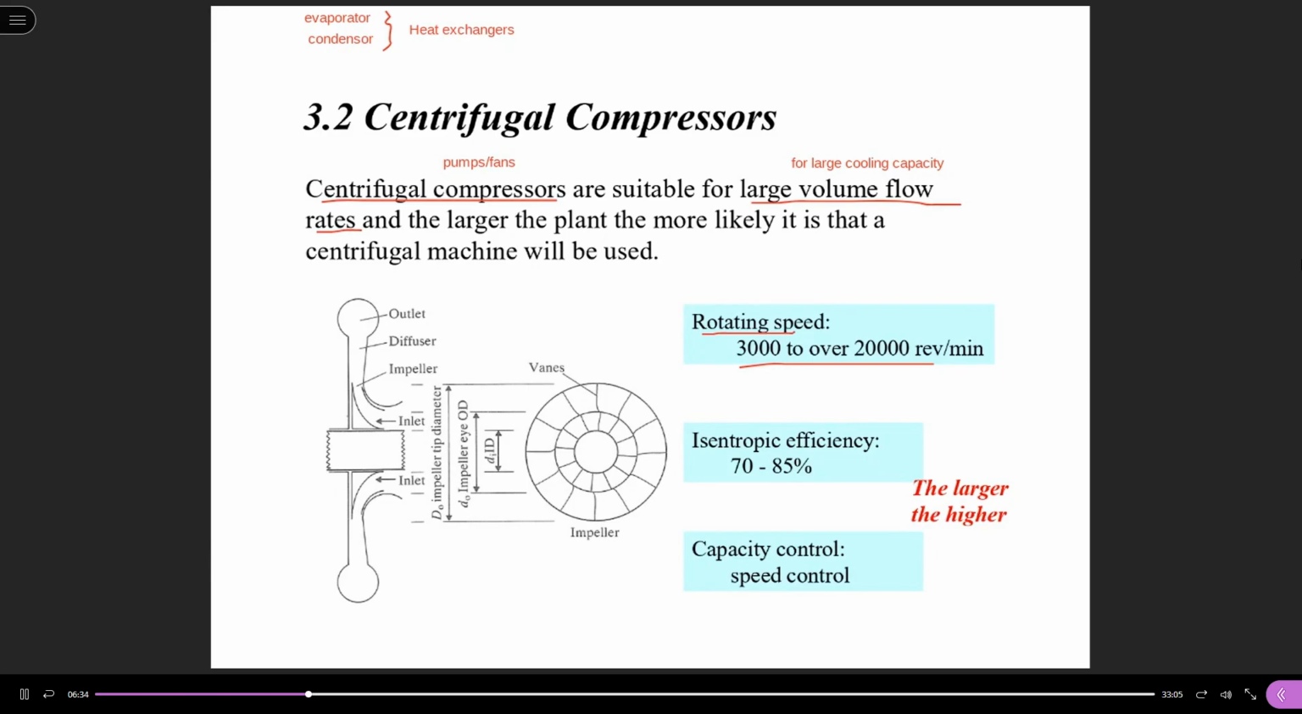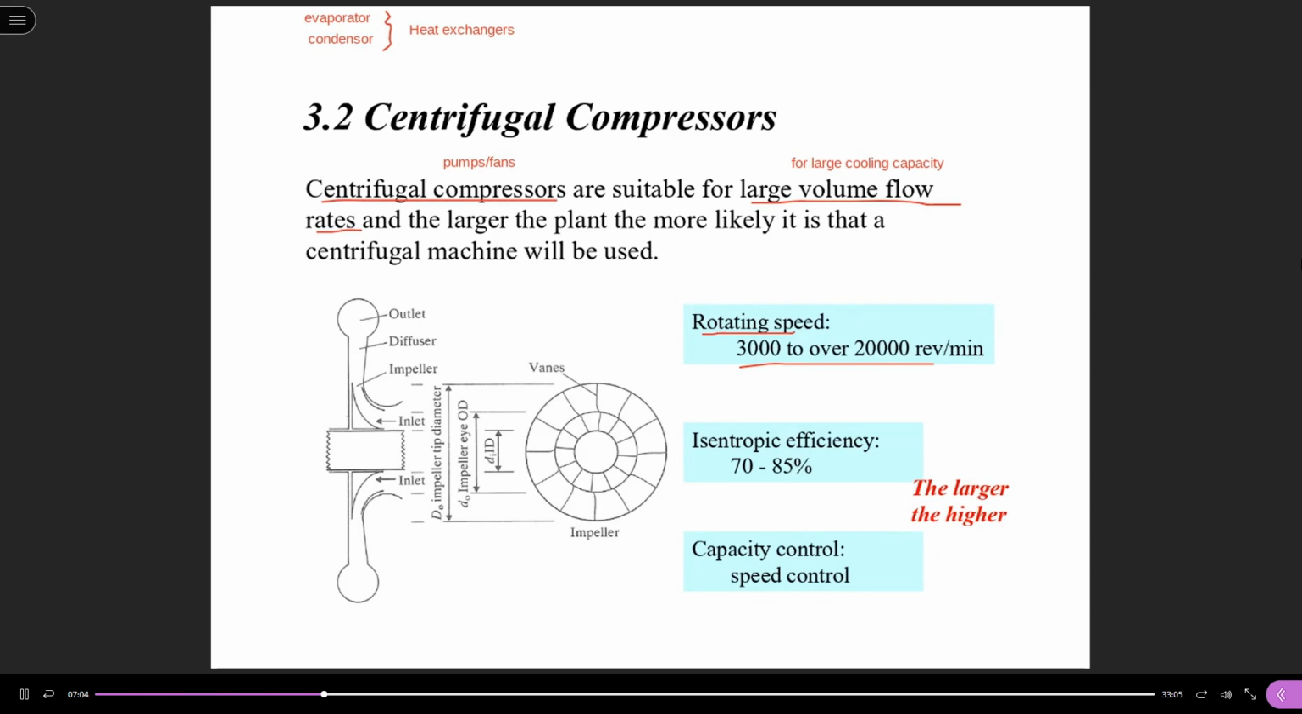And also for the isentropic efficiency, which is the compressor efficiency, it's 70 to 85%. And usually for a larger capacity centrifugal compressor or chiller, the isentropic efficiency will be higher.